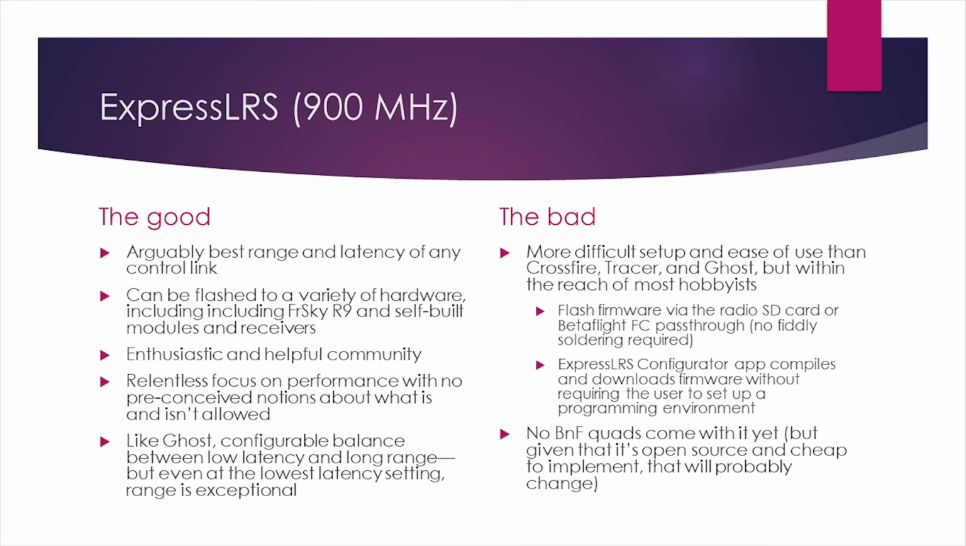Downsides of ExpressLRS: it has gotten easier to set up than it used to be. It used to be that in order to get ExpressLRS running, you had to solder up an ST-Link adapter to your module, your receiver. It was a bit of a pain to flash. You had to manually compile the firmware yourself. You don't have to do any of that anymore. Flashing firmware can be done through your radio's SD card or through Betaflight pass-through, and there's an app that you download and install, called the ExpressLRS Configurator, that handles all of the compiling and creating of the firmware files. That being said, it is still more difficult to set up and use than Crossfire, Tracer, and Ghost, which are a little bit more polished commercial products.